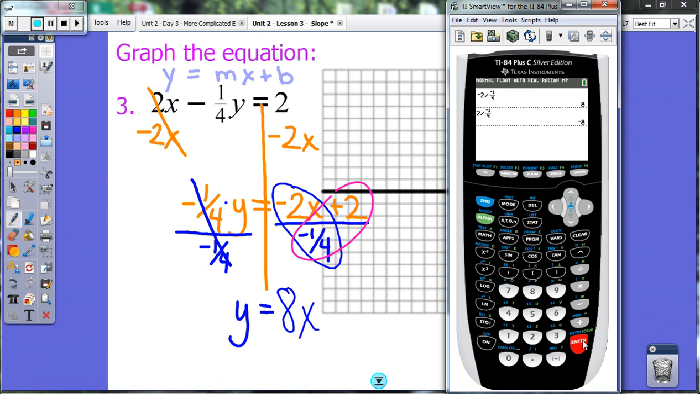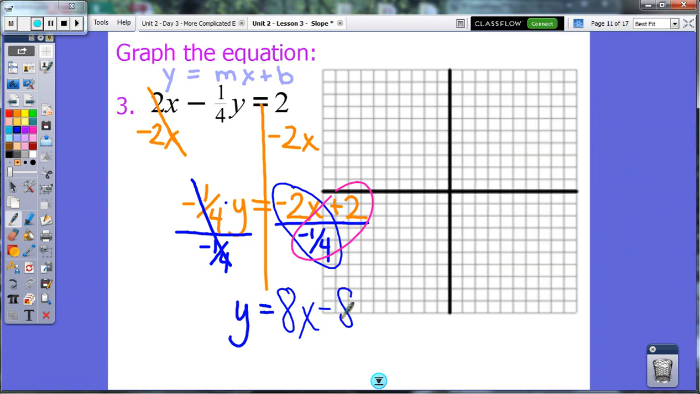And it's going to give me a negative 8. Now, some of you guys can do that without the calculator, and that's great. But if you need the calculator, don't hesitate to use it. So why did I do all that? Because the question wants me to graph it.